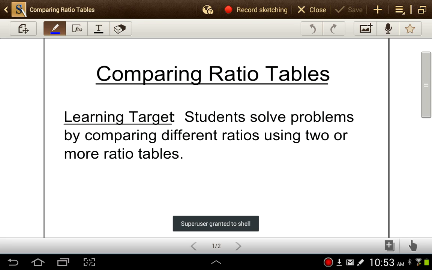Make sure that you take out your sheet of paper that's comparing ratio tables that we made in class and write down your learning target. Your learning target is students solve problems by comparing different ratios using 2 or more ratio tables.